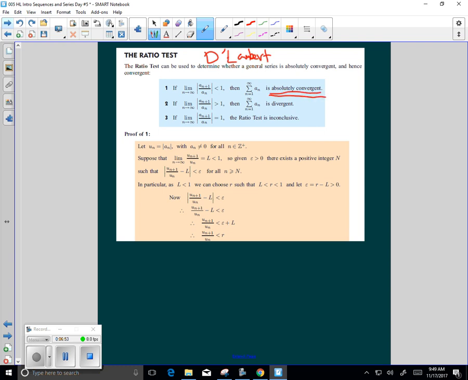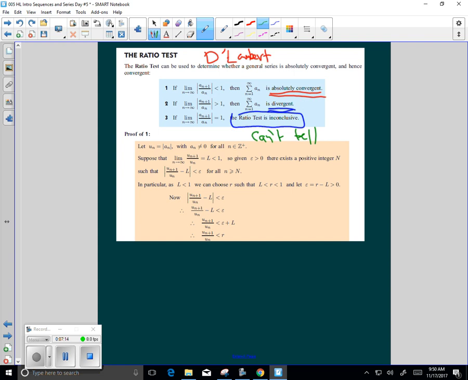If it's greater than 1, that means it's doing what? It's going up. It's going to be divergent. And then if it equals 1, it's frustratingly annoying. Can't tell. It's inconclusive.